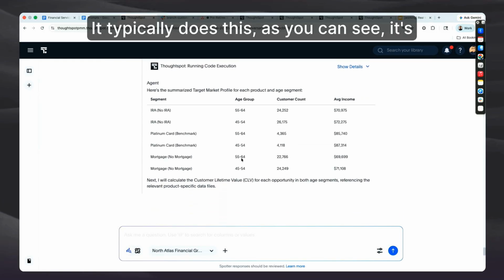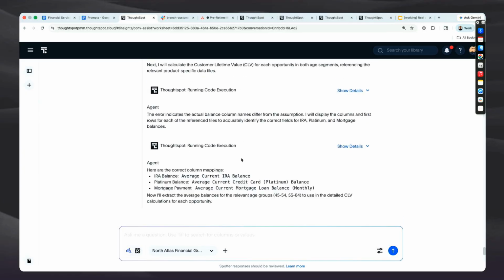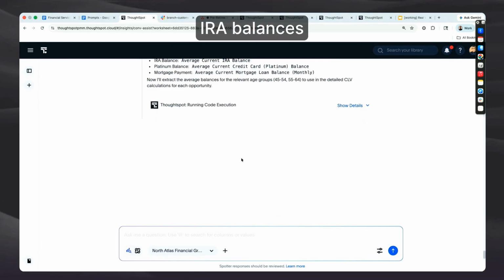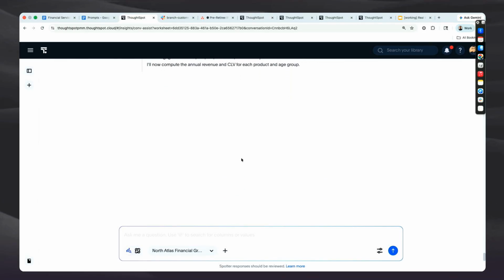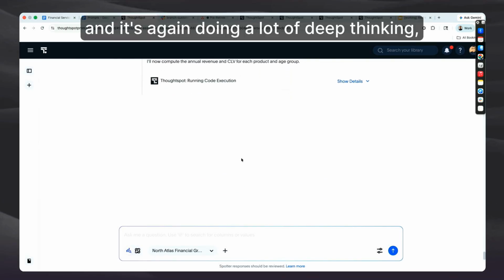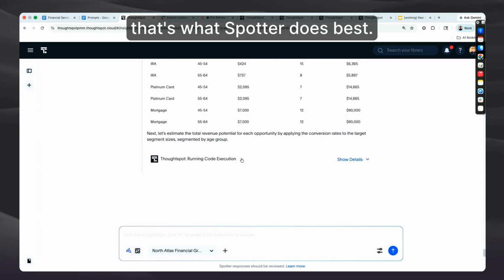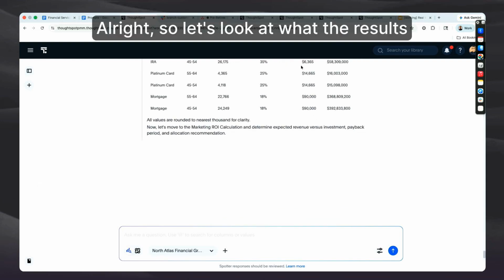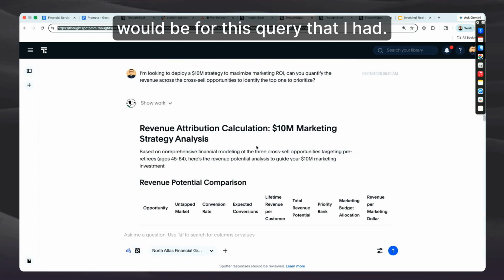Now, it typically does this. As you can see, it's looking at target market profile. It's a lot of analysis around looking at our IRA balances. And it's again doing a lot of deep thinking. That's what Spotter does best. All right, so let's look at what the results would be for this query that I had.